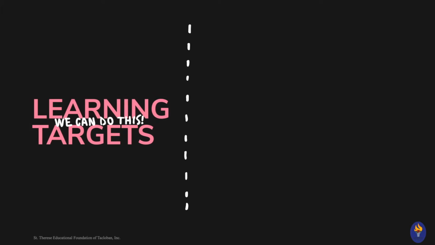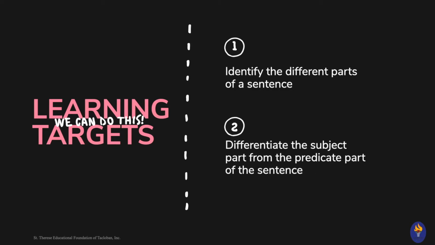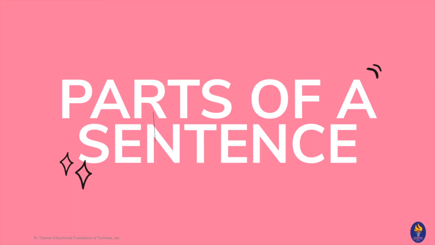Take a look at today's learning targets. By the end of this lesson, you should be able to identify the parts of a sentence and differentiate the subject part from the predicate part of the sentence. As you may have already noticed, our lesson for today is the parts of a sentence.